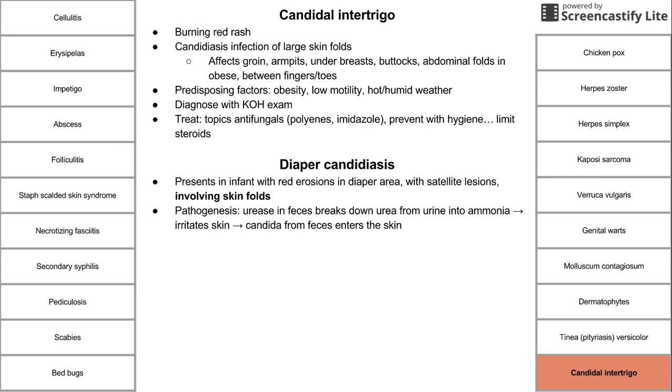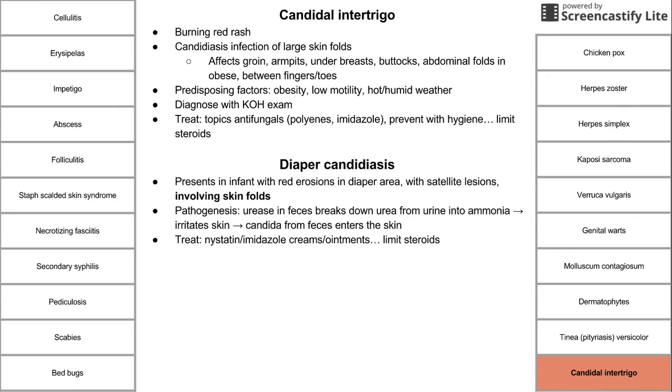Pathogenesis in diaper candidiasis is that the urease in the feces breaks down urea from urine to ammonia. So you're breaking down urea into ammonia. Ammonia then irritates the skin, and the candida that is present in the feces can then enter the skin. You treat diaper candidiasis with nystatin or imidazole creams or ointments.